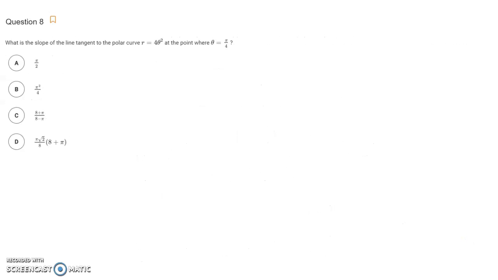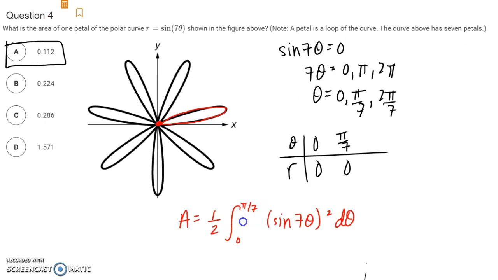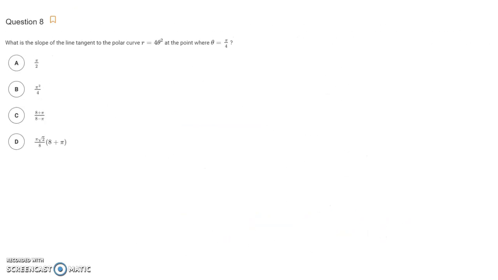What is the slope of the line tangent to the polar curve that's given at the point where theta equals pi over 4? Quite a bit of you got this wrong. 5 of you got this wrong, and 5 of you got number 4 wrong. I think the mistake here is that you didn't get the polar equation in terms of an x and a y, right? So x is equal to r cosine theta, and our y is equal to r sine theta. So before you even found the derivative, we had to get x in terms of theta.